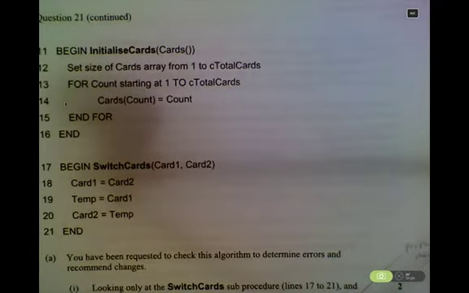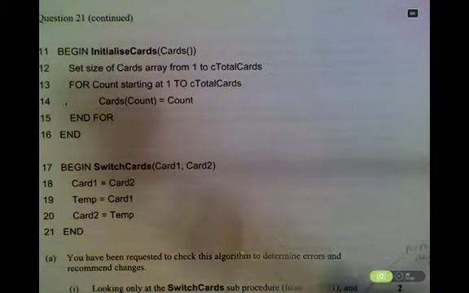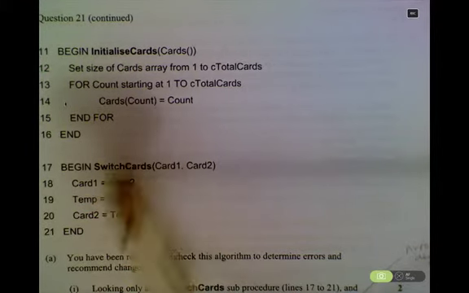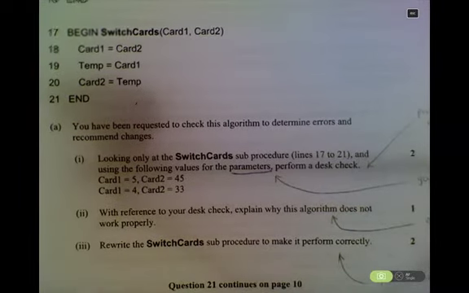We have some other sub-modules here on the other side of the page, and as I stated before, they're really trying to distract or confuse you with lots and lots of information. So we've got initialized cards, and we've also got switch cards. The funny thing is that question A only asks you to look at the switch cards algorithm. So it gave you all that information just to look at the switch cards algorithm. There are three questions you have to answer. The first one is that you have to perform a desk check. The second one, you have to explain what the error is. And the third one, you have to rewrite it, for a total of 5 marks.